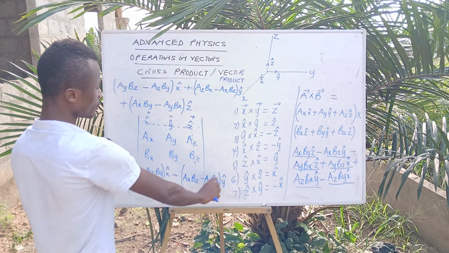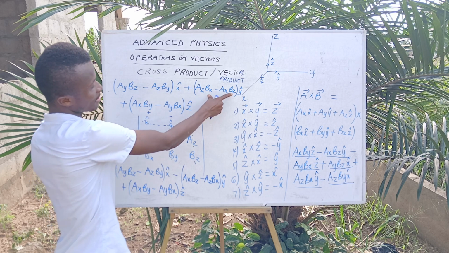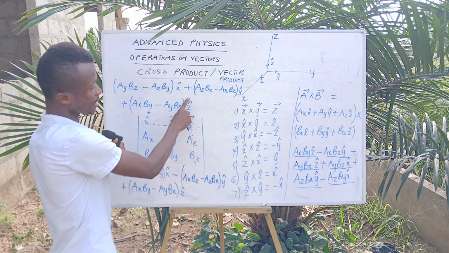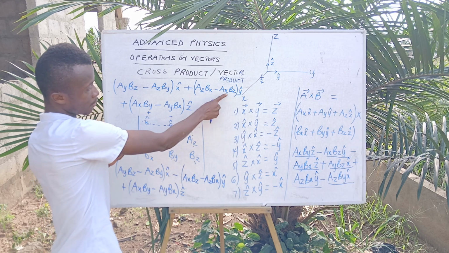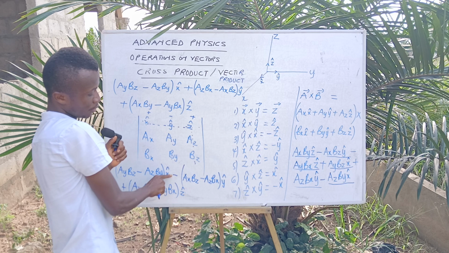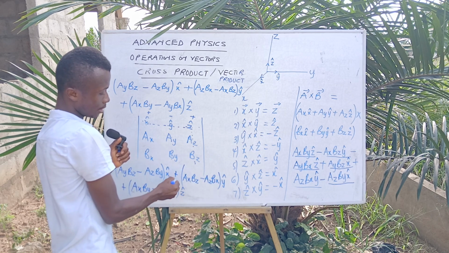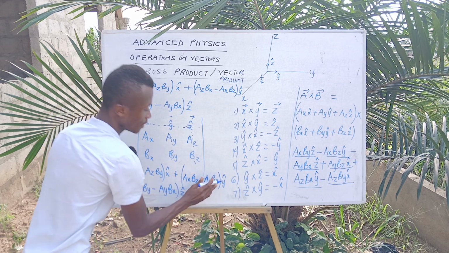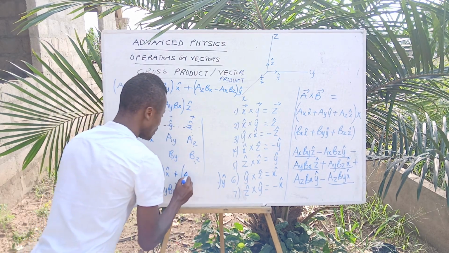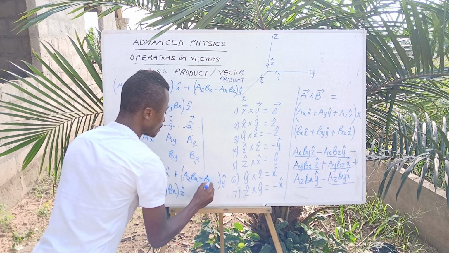If we compare the two of these, this and that are the same. This and that are also the same. If you check through, this is a plus, but this is a negative. That's why this one has been switched here. If we push the negative inside, we are going to have plus here. This will be a negative, but this will be a positive. So we switch. So then we have az bx minus ax bz.